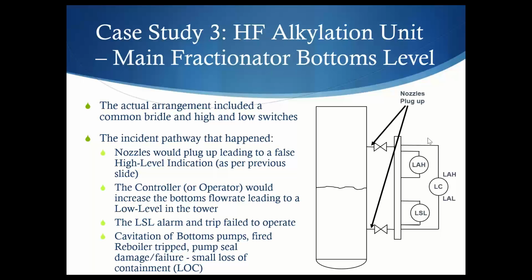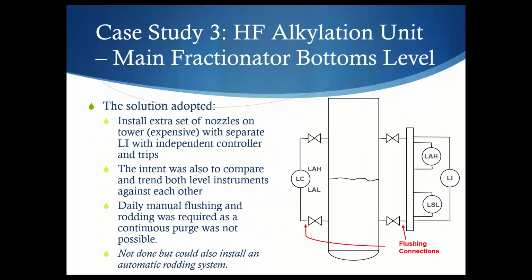So what did they do to solve it? In this case, they had high and low level switches on this bridle and the control system with high and low level alarms. The controller operated to increase the bottoms flow rate, and unfortunately, by trying to bring the level down, even though it was probably lower than it needed to be, it was measuring high because of the blockages. It'd actually end up getting a low level alarm, and sometimes the level alarms or the trips would fail, and you get cavitation of the pump coming out the bottom because you've lost the level and the liquid flow to the pump. So that's what was happening.